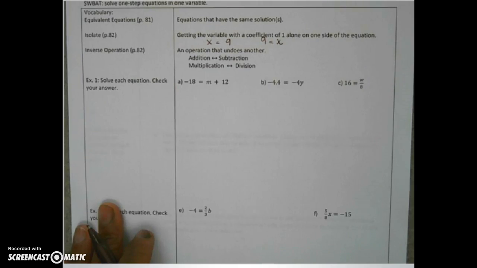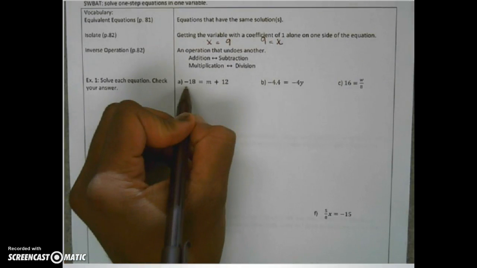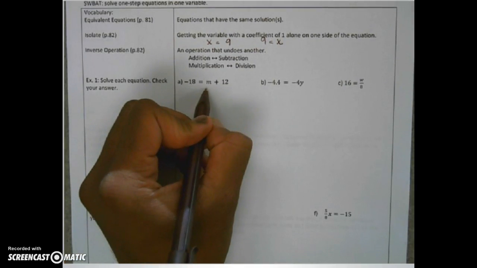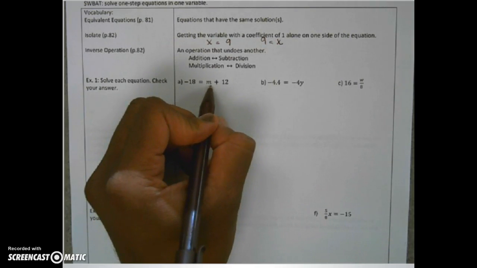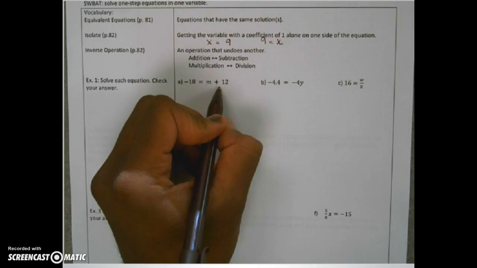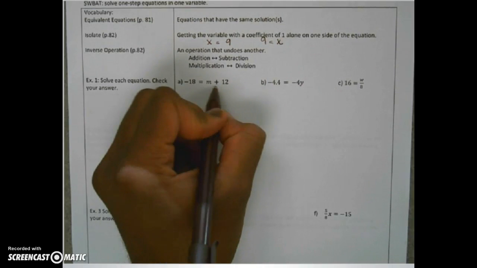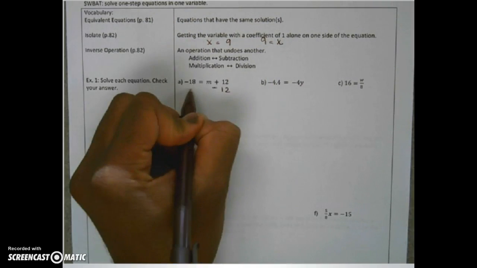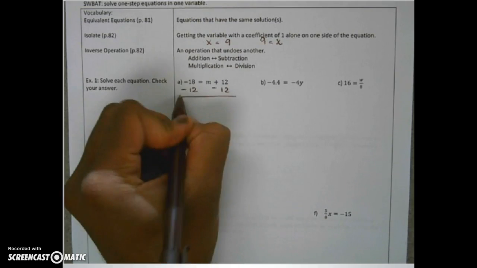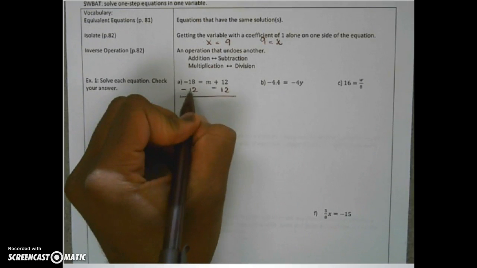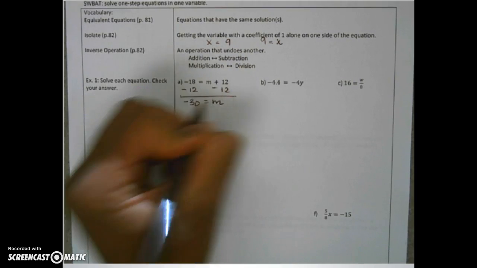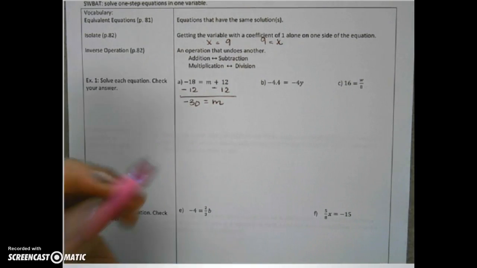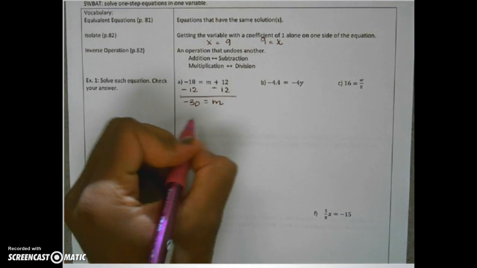Those are my directions. So I'm looking at the equation. I have negative 18 equals m plus 12. In order to isolate the m, I need to get rid of this 12. So I'm going to use its inverse operation, which would be to subtract 12 on both sides. Same sign, so I'm going to add the numbers and I get negative 30 is equal to m. Great, but I won't box it and make it official until I have checked it.